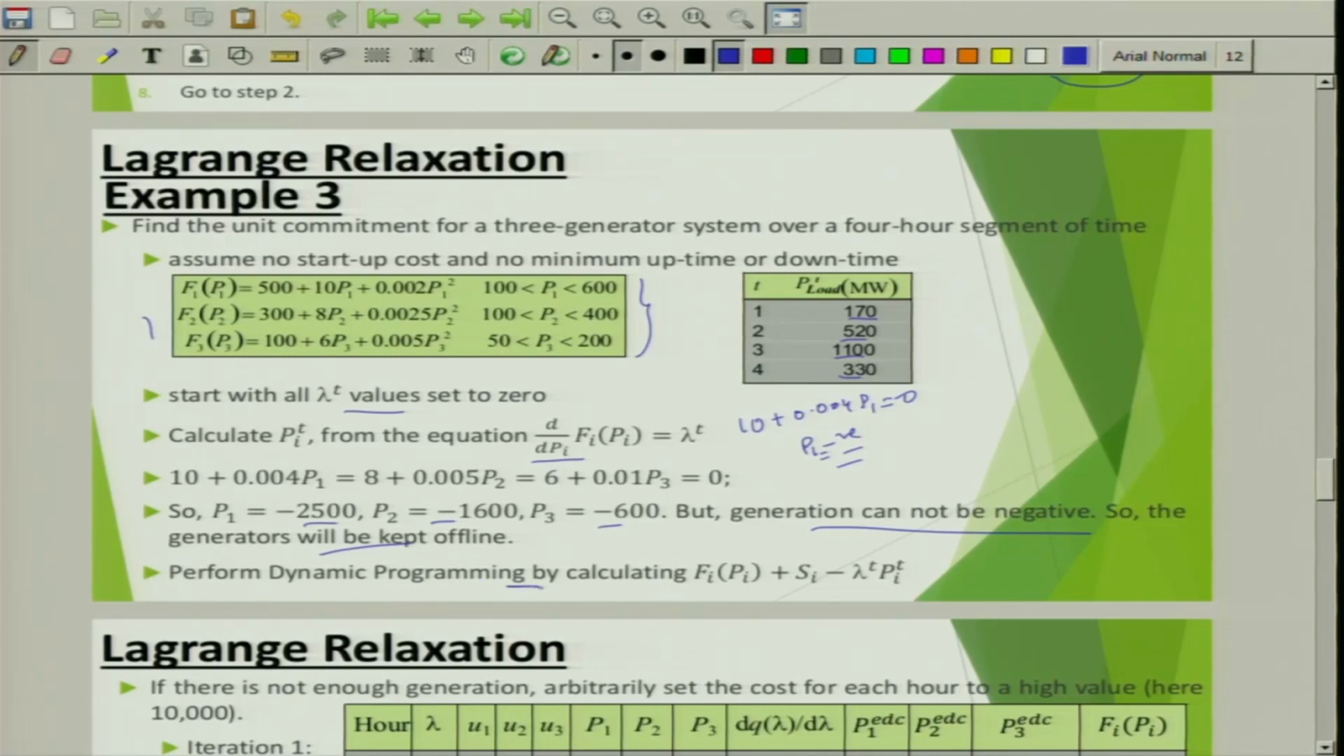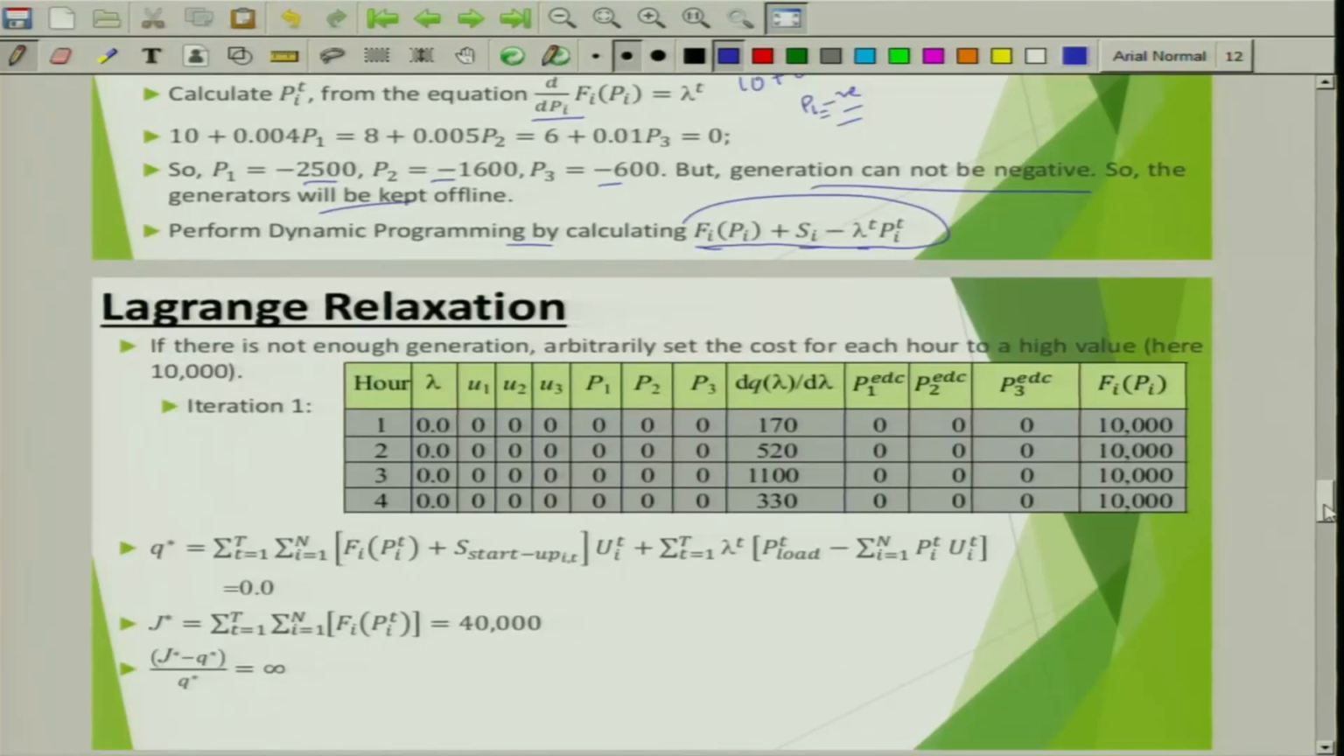So perform dynamic programming by calculating f of p plus s minus lambda of p. Even if you put these values, you get this as positive, and that does not make any sense. So you need to consider this to be an off state. Now for iteration 1, since there is not enough generation, arbitrarily set the cost for each hour to a high value. Here J star is 10,000, because we are not able to meet generation equal to load, with the generators in the off state.